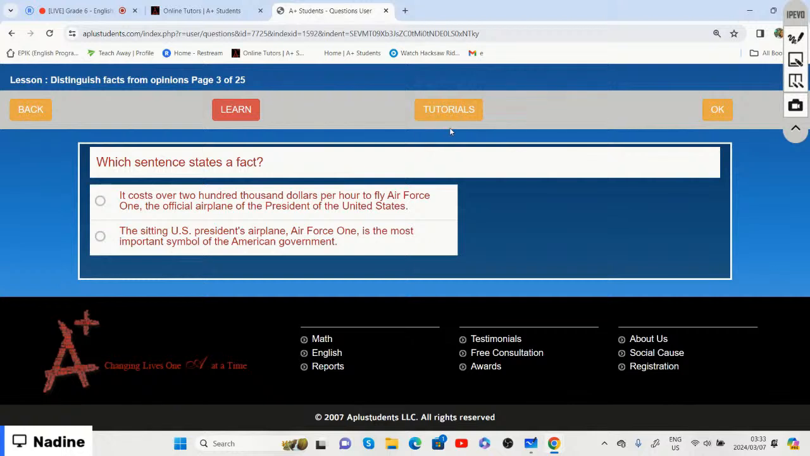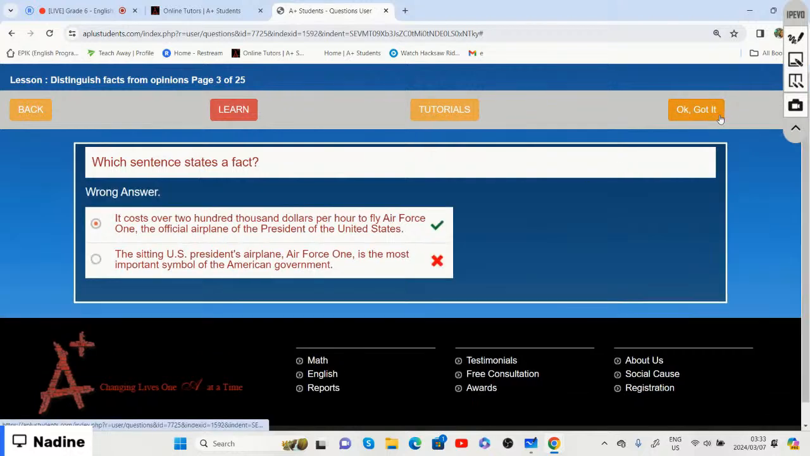All right, so we can say that it costs over, sorry, $1,000 per hour to fly Air Force One, or the sitting US President's airplane Air Force One is the most important symbol of the American government. Let's go with that one. All right. So they basically say that the Air Force One is not really the most important symbol of the American government, right? But how much it costs to fly, that is quite a fact, right?